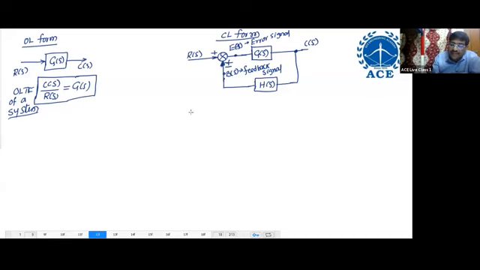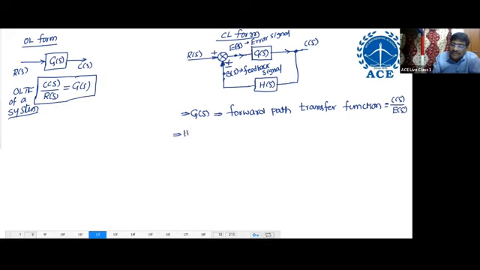Now, what is the terminology for G of S? G of S is called the forward path transfer function. It is nothing but the output of this block by the input of this block. The output of this block is C of S, and the input of this block is E of S.